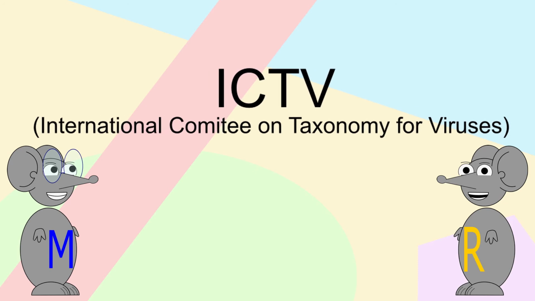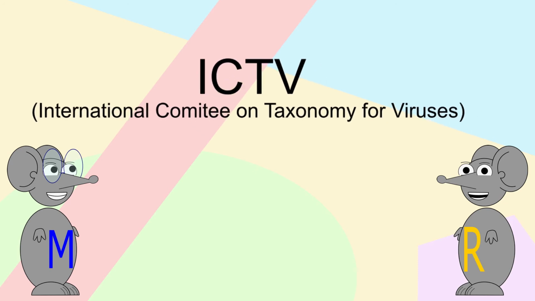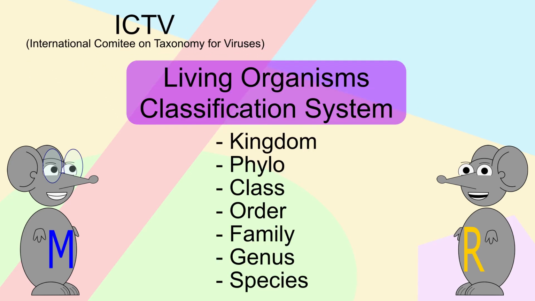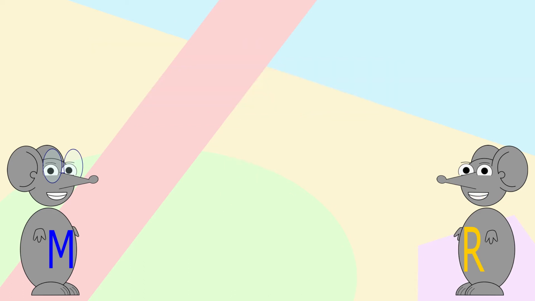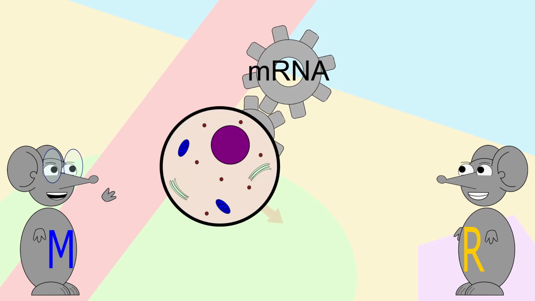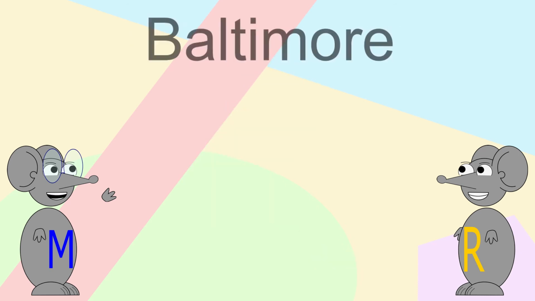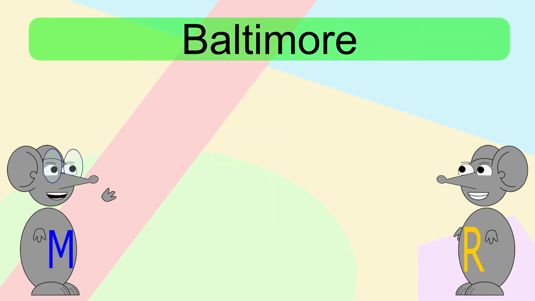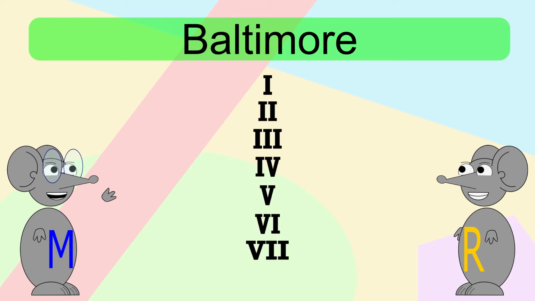The ICTV, International Committee on Taxonomy of Viruses, is a classification system similar to the classification system for living organisms, except the ICTV is specific for viruses. Baltimore classification classifies viruses based on their process of messenger RNA or mRNA synthesis. To put it simply, mRNA is used to produce proteins. In the Baltimore classification, viruses are divided into 7 groups, numbered from 1 to 7 in Roman notation.